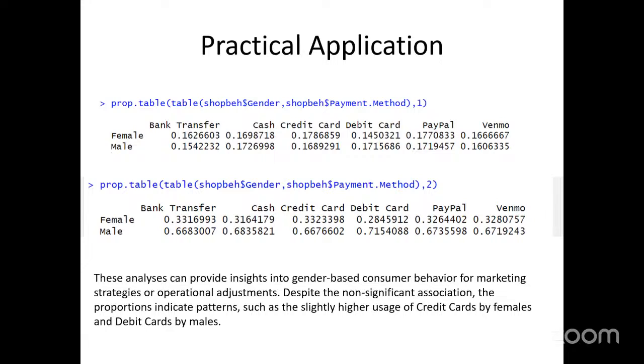PayPal, Hardmo. So there are different payment methods. Usually they prefer this type of payment method in comparison with the female, but keep in mind it is not significant. So based upon the data, you cannot make any prediction. You cannot make any generalization. You can tell that this is the observation that you have noted. Next.